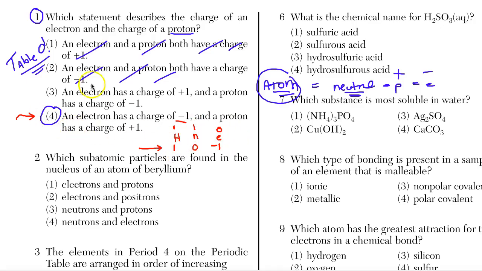Even though the neutron wasn't part of the problem, if you got number 1 wrong, they could have easily asked about that. All right, again, if I'm over teaching this question, go on to the next question. Number 2. Which subatomic particle is found in the nucleus of an atom of beryllium? So what's in the nucleus?